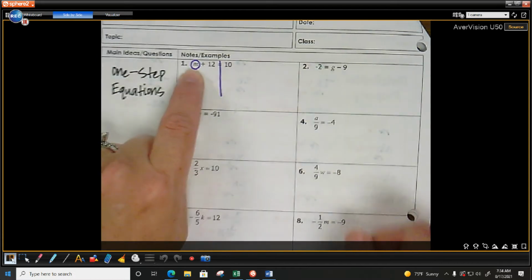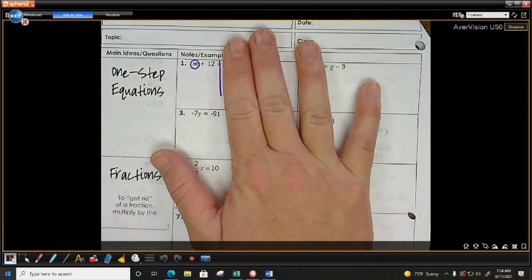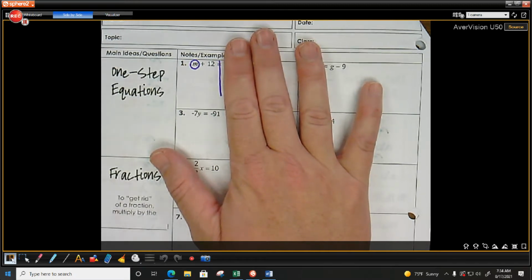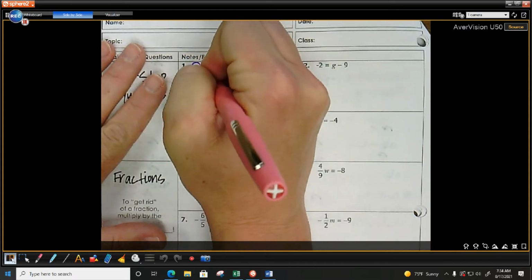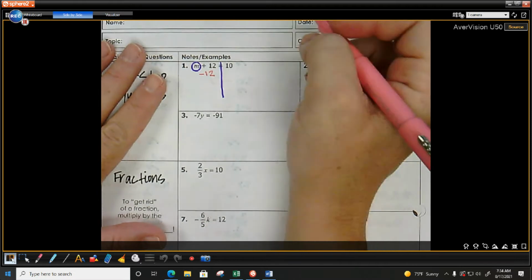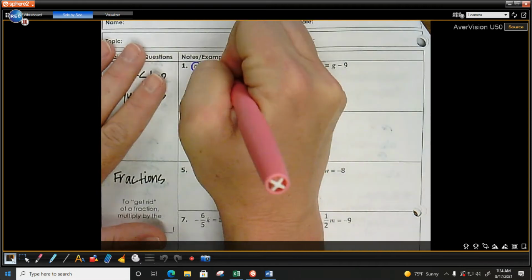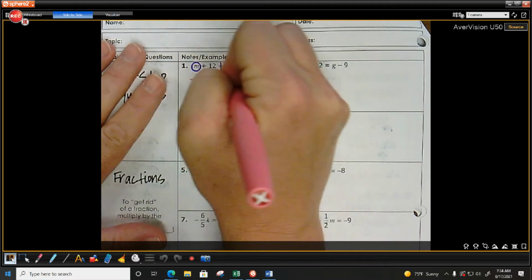My goal is to get the m by itself. So right now we're just looking at the left-hand side. What is on the same side as the m? A plus 12. What's the opposite of a plus 12? Minus 12. So I'm going to subtract 12 on both sides. If I write minus 12 on the left, I have to write minus 12 on the right.